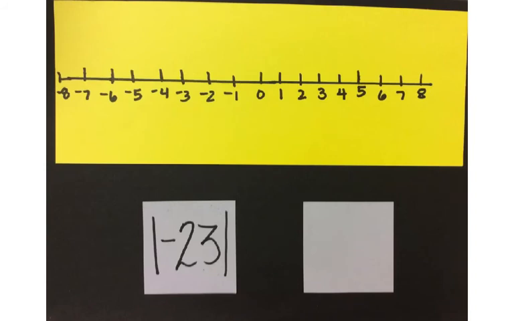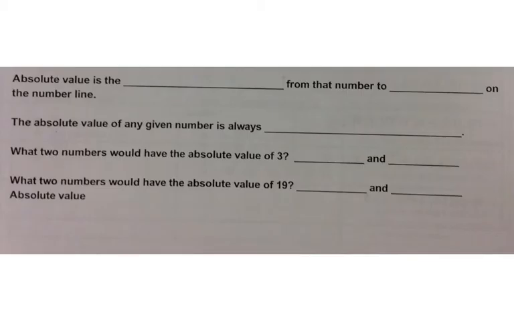Sometimes you may not have your number on the number line, but by this point, you should realize that absolute value of -23 is 23 because it is 23 units away from 0. So, to recap, absolute value is the distance. This is your notes in your packet. So it's the distance from that number to 0 on a number line. The absolute value of any given number is always positive.